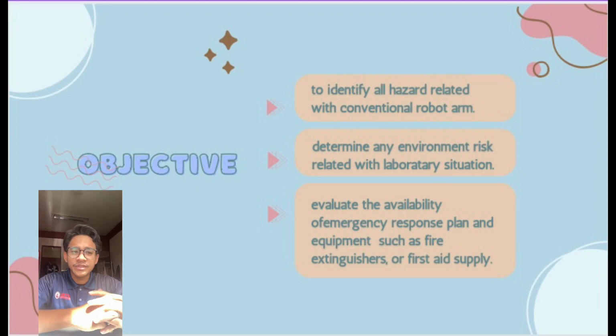So our objective is to identify all hazards related to the conventional robot arm, determine any environmental risks related to the laboratory situation, and evaluate the availability of emergency response plans and equipment such as fire extinguishers or first aid supplies.